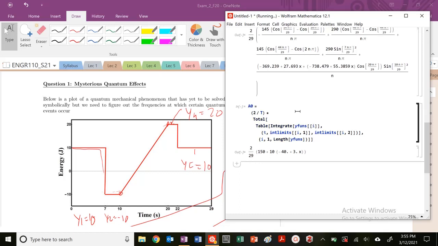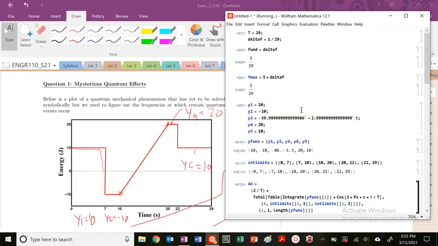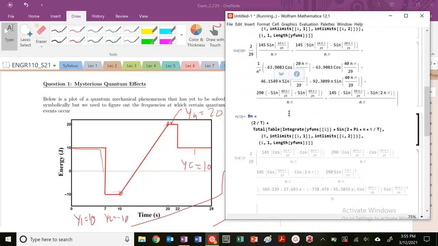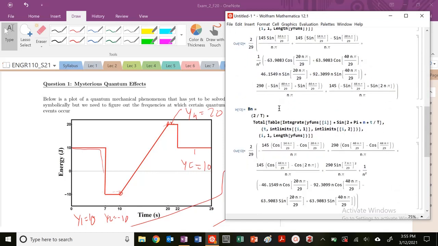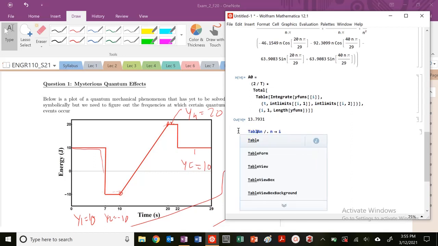Let's see if I get my... This is a slower computer. On the other computer, actually, I could do this on the other computer now, but I don't have my nice writing ability.